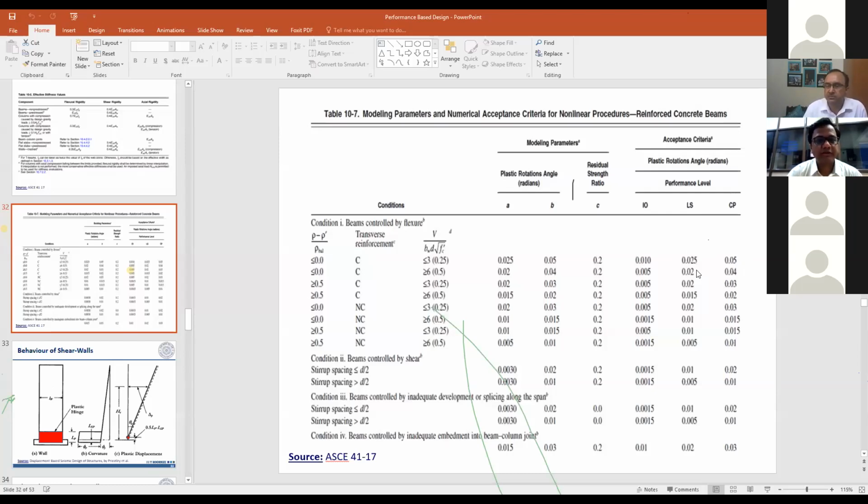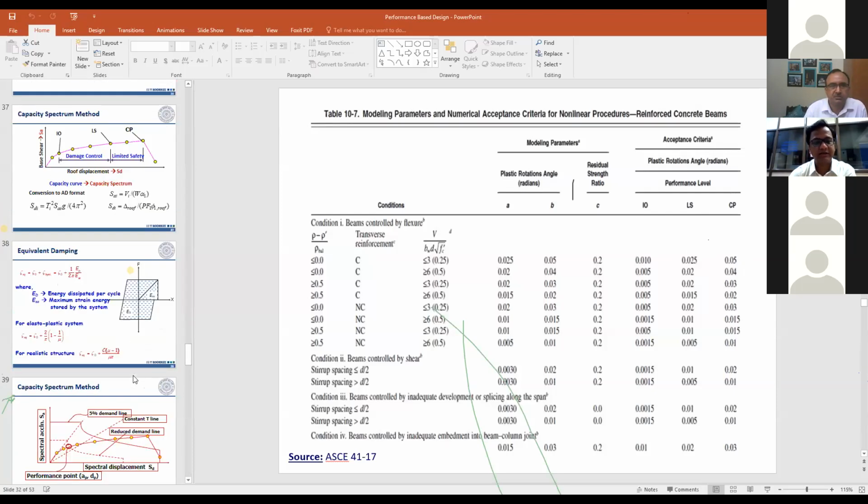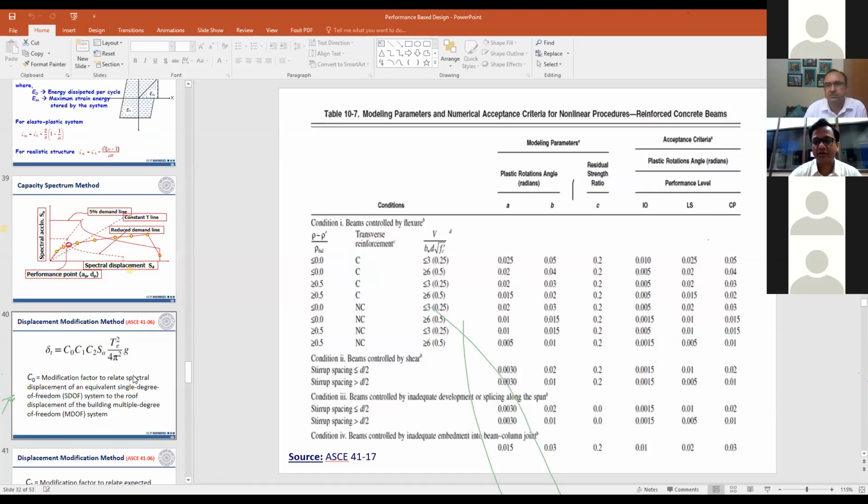Thank you, sir. The next question is related to nonlinear time history analysis. Can we still use the performance criteria mentioned in ASC 41, asked by Ms. Manisha. Sorry, I could not get the question. What is the question? If we are using nonlinear time history analysis, can we still use the performance criteria mentioned in ASC 41? Oh, yes, yes. ASC 41 gives both.